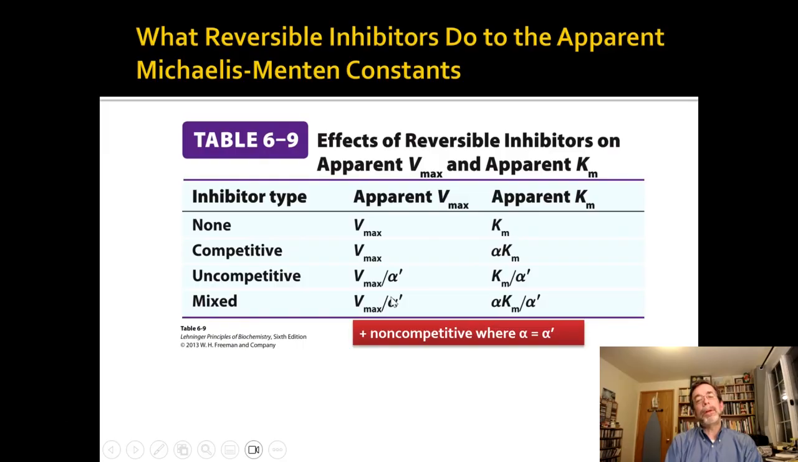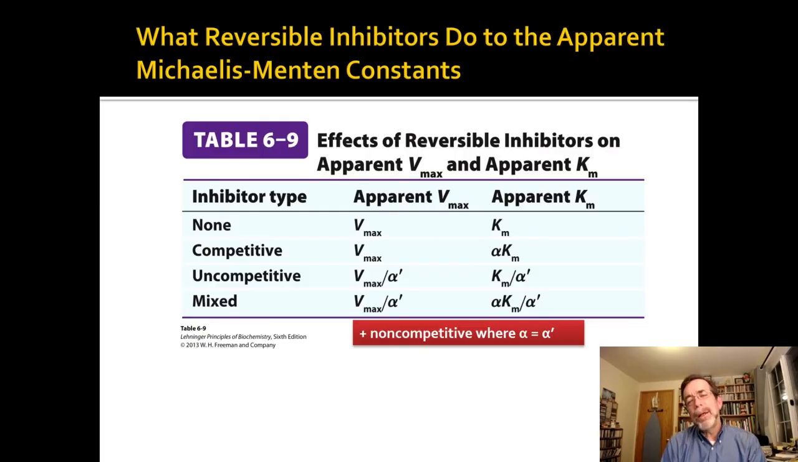So this is how it all works, but the most common kind that you'll see is competitive inhibition, where only the Km is changing and the Vmax is not, versus uncompetitive inhibition, where they're both changing so that the slope remains unchanged, and then mixed inhibition, where they're both changing so that there's a pivot point between the two axes. It turns out non-competitive is where alpha equals alpha prime, and that's why they cancel out to make the pivot point on the x-axis.